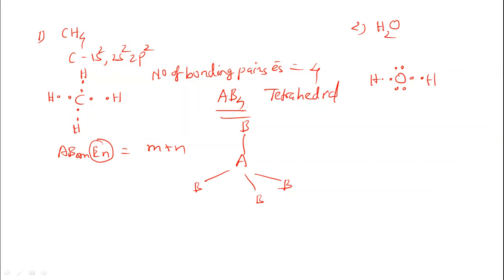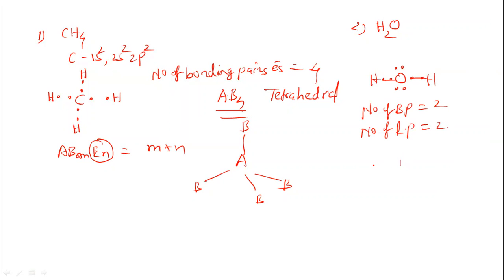Each hydrogen atom is having 1 electron. So you can see there are 2 covalent bonds. So the number of bonding pair electrons is equal to 2, and the number of lone pair electrons is also equal to 2, this 2 and this 2.